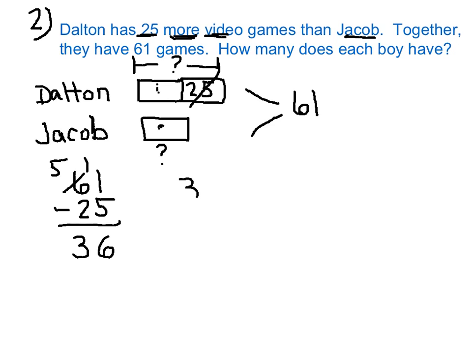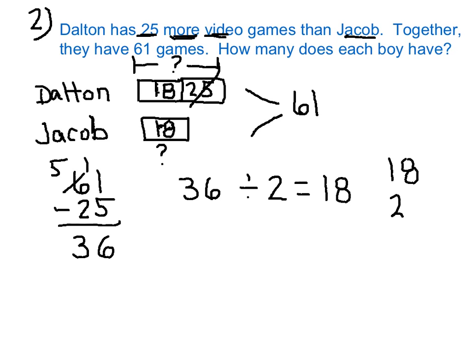So I'm going to take my 36 and I'm going to split it into 2 equal parts, division. So 36 divided by 2 is 18. So there's 18 in each one of those boxes. So Jacob has 18. Now Dalton, I've got to go over and add the 18 plus the 25 more that he had.